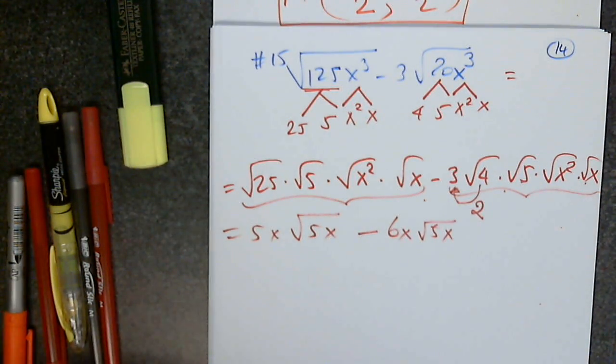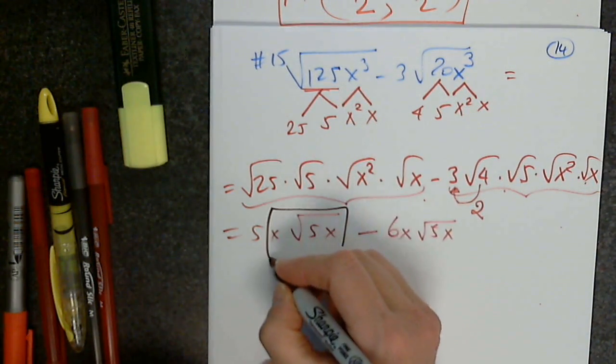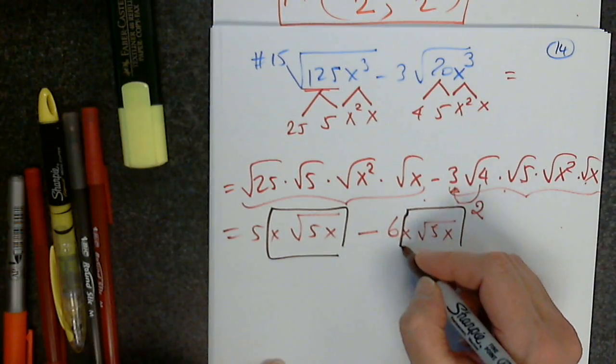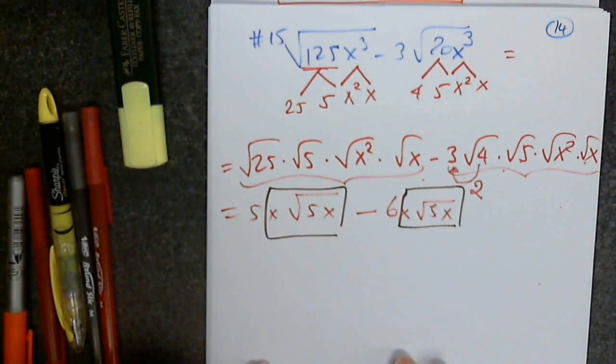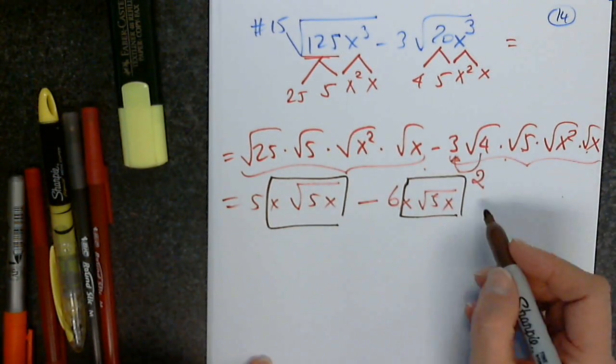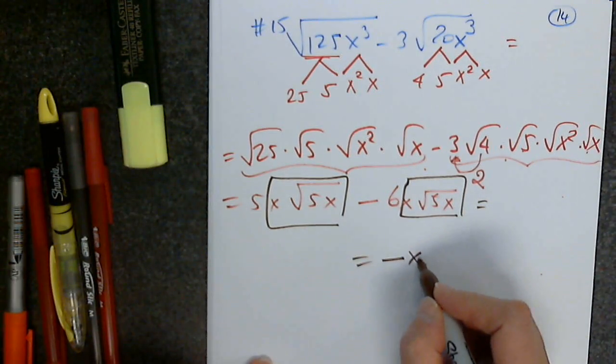Now I look carefully and analyze and make a decision whether these two are like radicals. This portion has to be identical in both. Is it? So 5 apples minus 6 apples equals negative an apple.